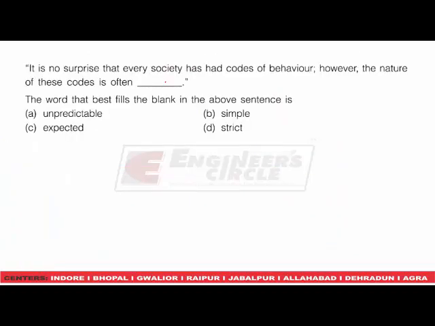The next question is, we have to fill in the suitable word. It is no surprise that every society has had codes of behavior. However, the nature of these codes is often unpredictable, simple, expected, and strict. So from the given options, the most appropriate will be unpredictable. So A will be the correct answer.